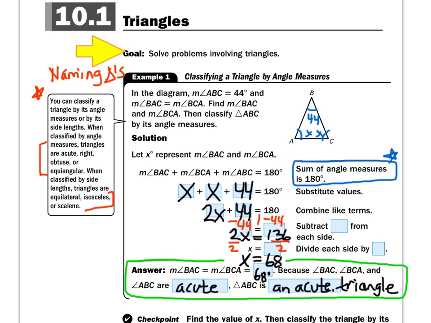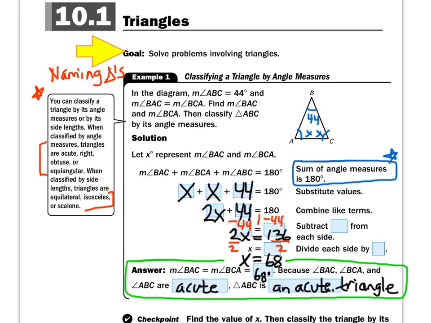So in the diagram, the measure of angle ABC, so watch the stylus, A to B to C, that angle is 44 degrees. And then B to A to C is the same as B to C to A, so we're going to call those both X because we know they're both the same. They want us to find the angles and then classify the triangle by its angle measures.